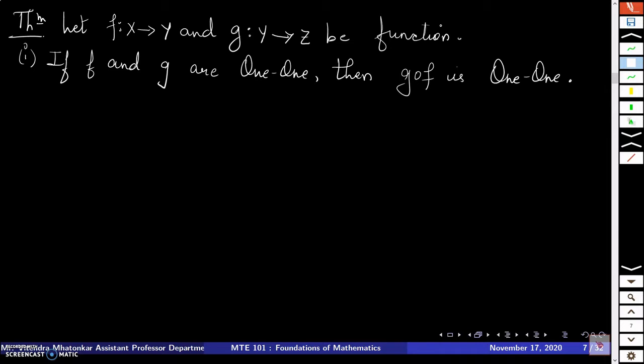If I take two 1-1 functions f and g such that their composition is well defined, then their composition G composite f is also 1-1. So if f from x to y and g from y to z are 1-1 functions, then their composition G composite f is also 1-1. This is what we need to prove, right? So our claim is to show that G composite f is 1-1.